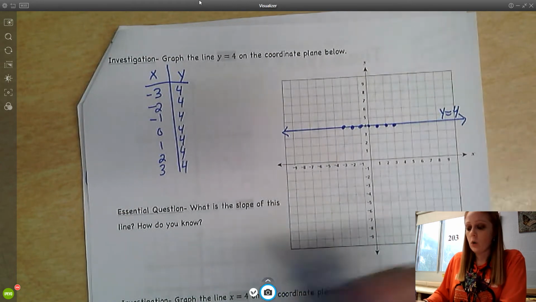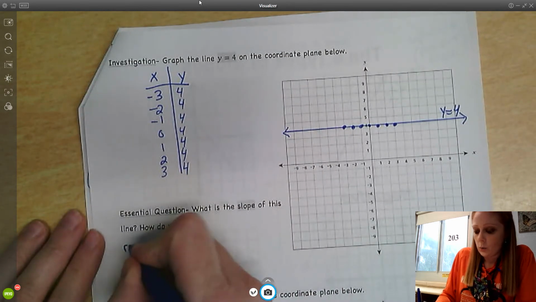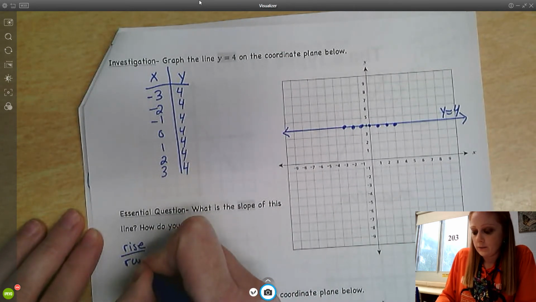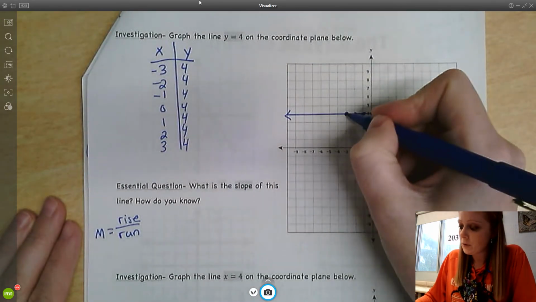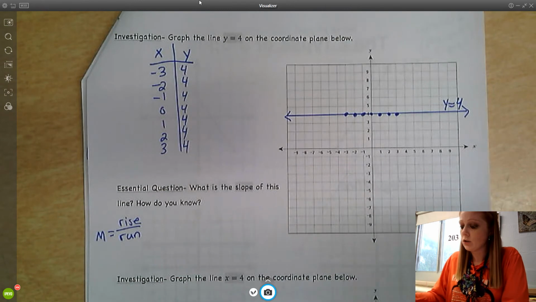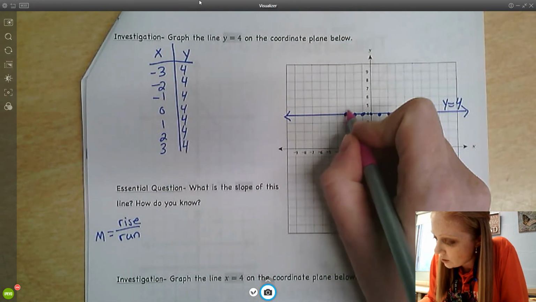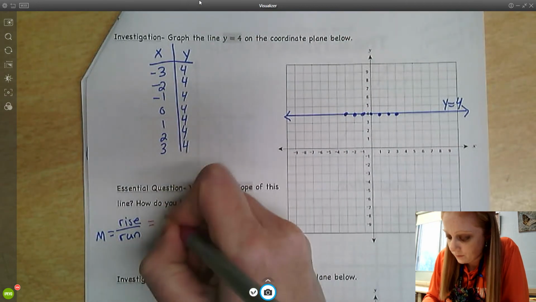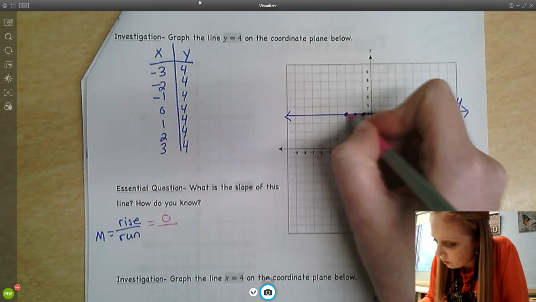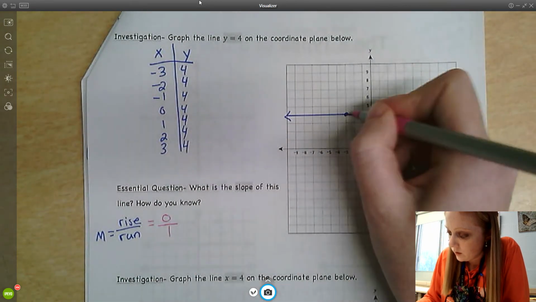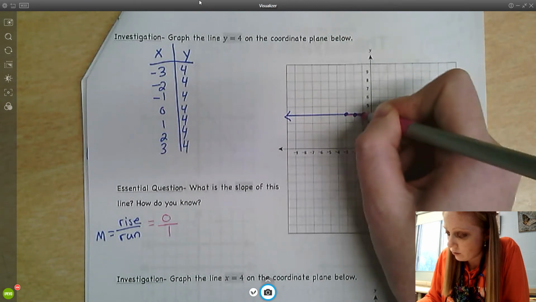Okay, so now we need to try and figure out the slope of this line, and how do we know that? We learned that slope is rise over run, right? M equals rise over run. So to get from this point to this point, how much do I need to rise and how much do I need to run? Well, they're right next to each other, so I don't need to go up or down at all. And then how much do I need to run? I have to run over 1 to get from here to here. So I rise 0 and run 1.